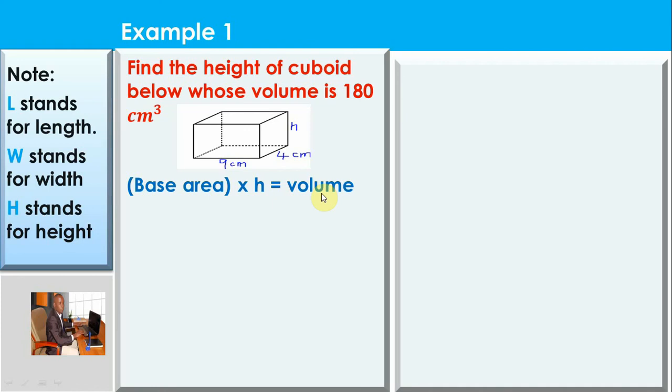That is the formula, and this formula will be able to give us the value of this h. Now what does base area here mean? This is the area of the base, and area of the base is length times width. So we can still say length times width times height equals, now here the volume is given as 180 cubic centimeters. That's what they have given us in the volume.